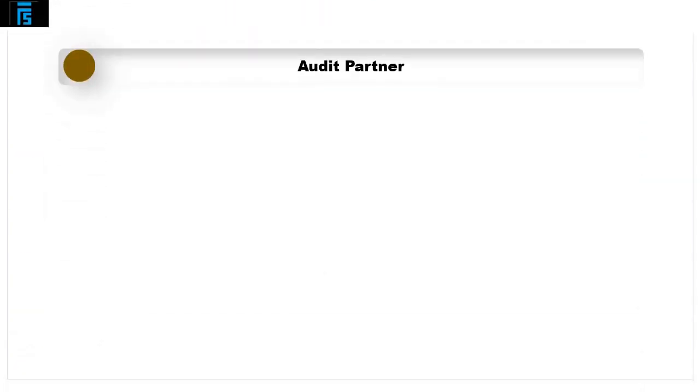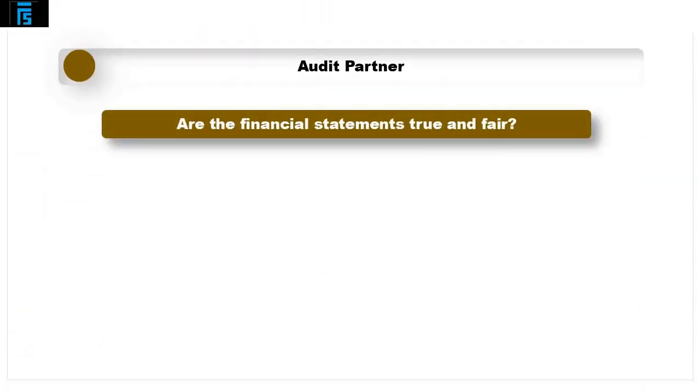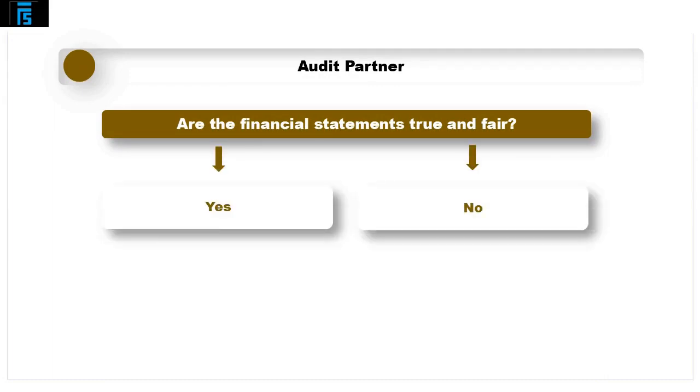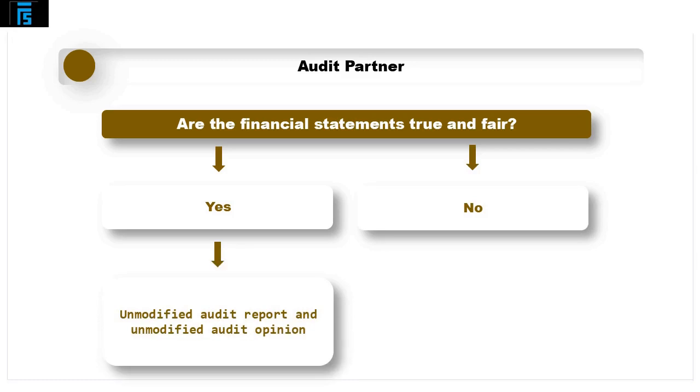The audit partner initially needs to decide whether the financial statements are true and fair. That will be a simple yes or no. If it's a yes, then as we've mentioned before, with no unresolved issues and the financial statements being true and fair, then the audit report is unmodified with an unmodified audit opinion. Another term you may see used is an unqualified opinion, and this is just another term for an unmodified opinion.